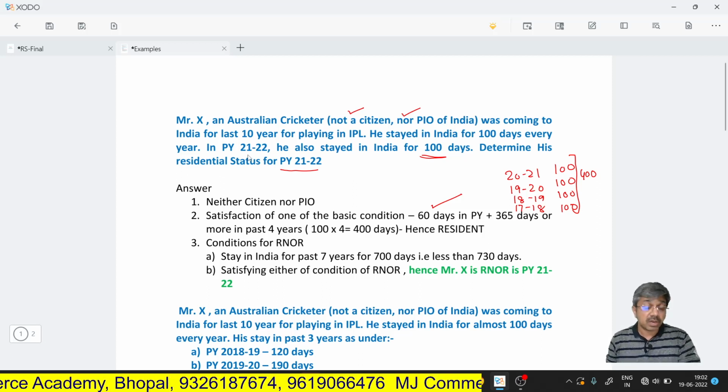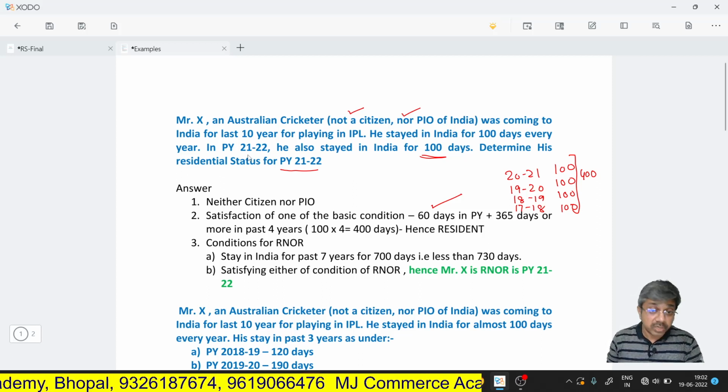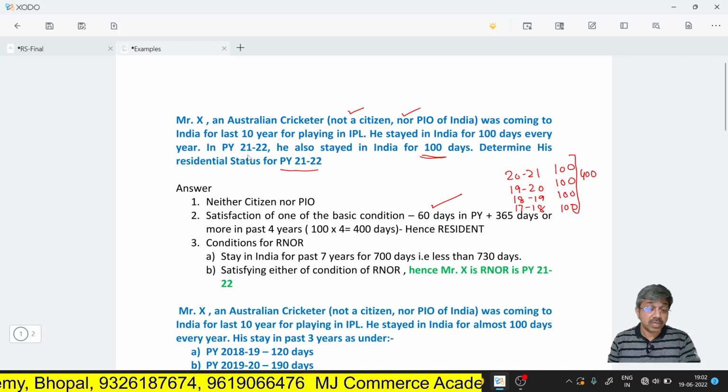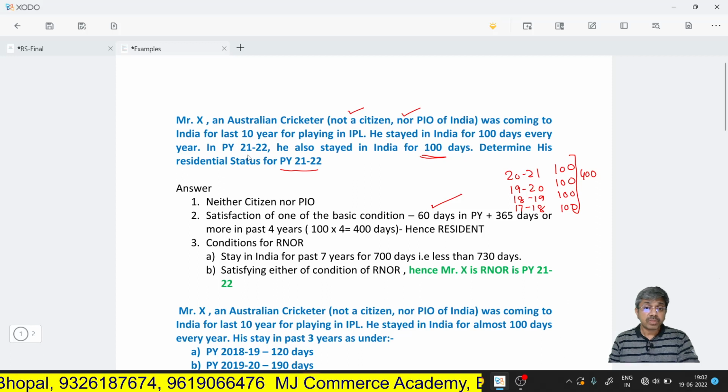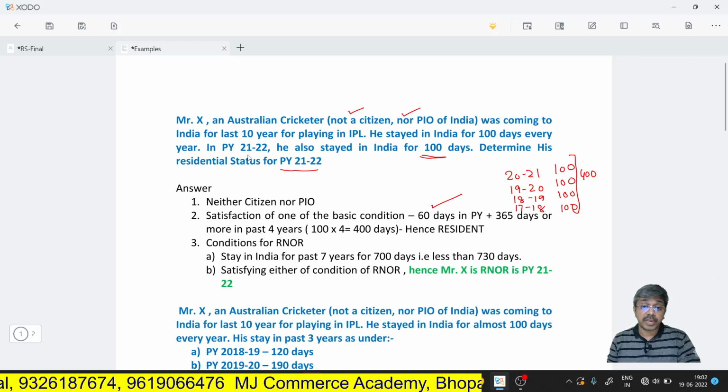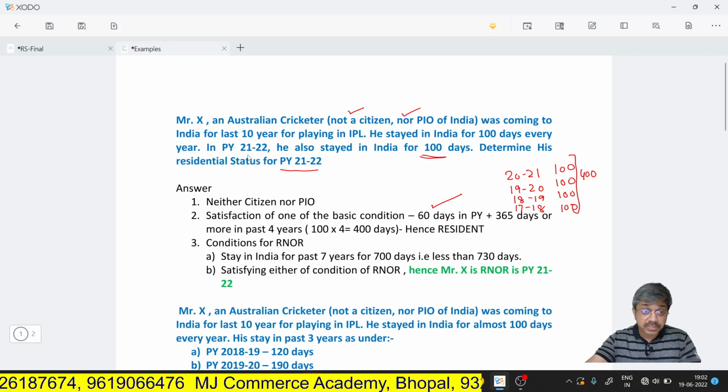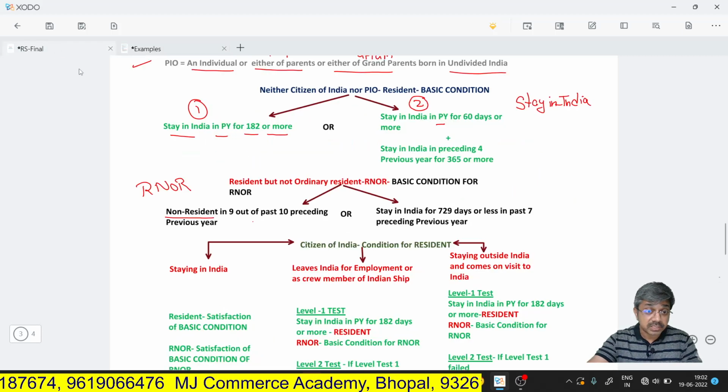Whenever we determine a residential status, apart from simple resident, we need to determine whether that individual is an ordinary or not ordinary resident. For this purpose, we need to check whether he is satisfying either of the basic conditions or not. What is that basic condition? Let me fix this slide.